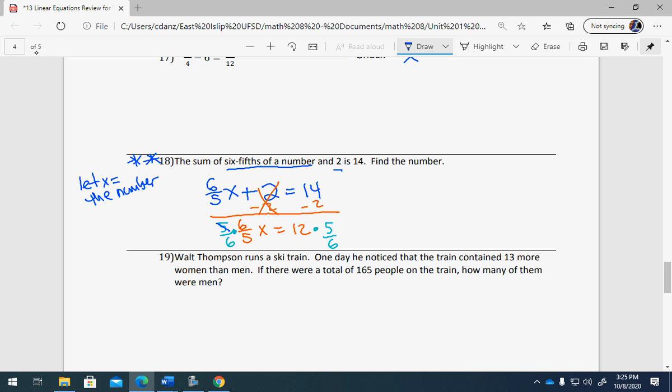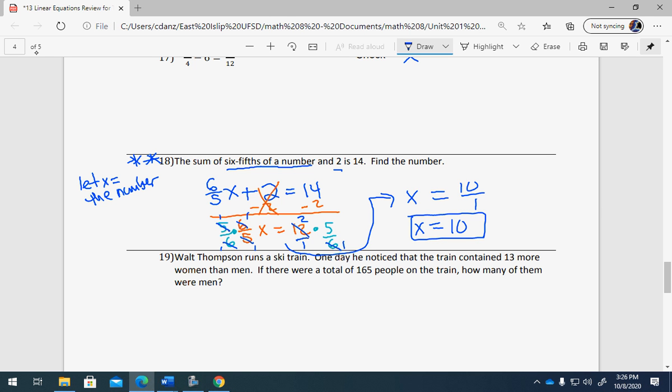Because look, this 5 and this 5 simplify to be 1. This 6 and this 6 simplify to be 1. And the only thing left on the left side then is an x. Over here on the right side, I'll put a 1 underneath the 12. I'll simplify the 6 and the 12. It's 2 over 1. So I kind of ran out of room. I'm coming over here. I'm left with x equals, in the numerator, 2 times 5 is 10. In the denominator, 1 times 1 is 1. So really, x equals 10.